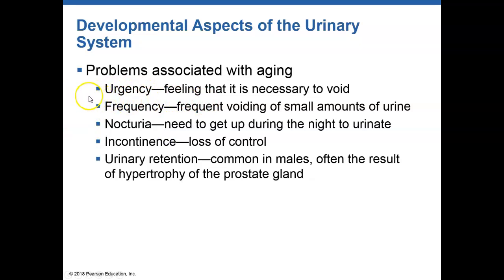I talked about some of these already, but we'll just talk quickly again. Urgency is a feeling that you have to pee. Frequency is the voiding of urine in small amounts multiple times. Nocturia is having to get up at night to urinate. Incontinence is loss of urination control. And urine retention is the inability to urinate, typically seen in males because of hypertrophy of the prostate gland.